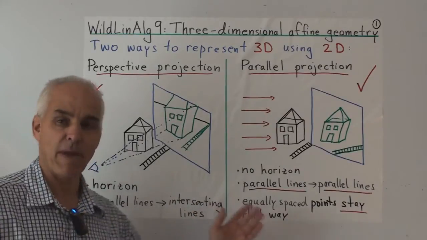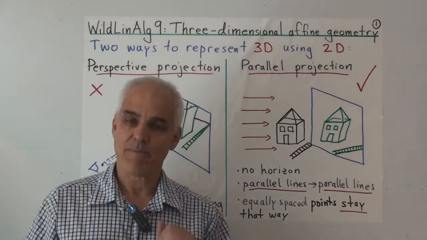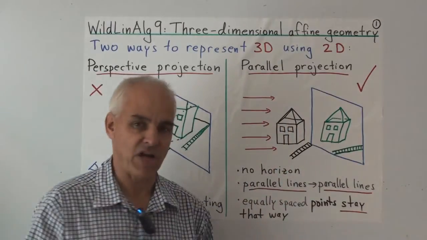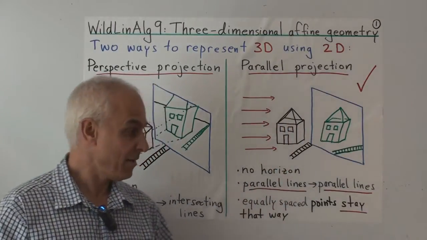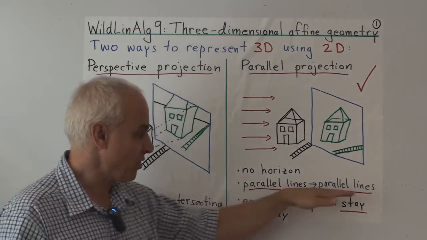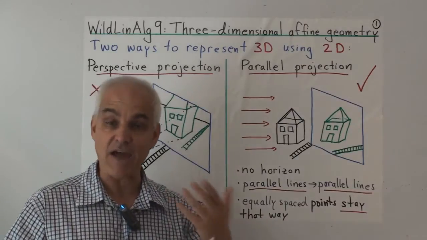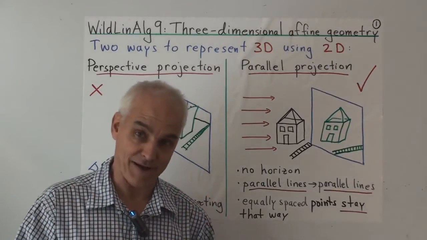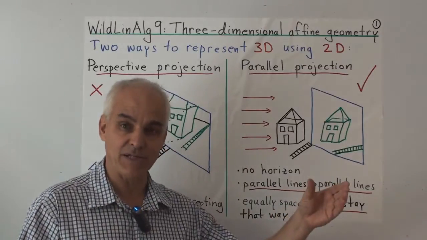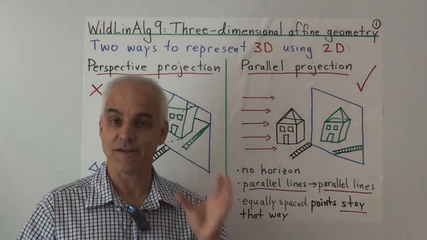Both of these projections are mathematically very interesting and important, but when we start out with linear algebra, we are going to use this parallel projection. Why? Well, because we like these 2 properties. That parallel lines go to parallel lines is very nice because affine geometry is all about parallel lines. And the fact that equally spaced points are represented by equally spaced points is also practically very useful.